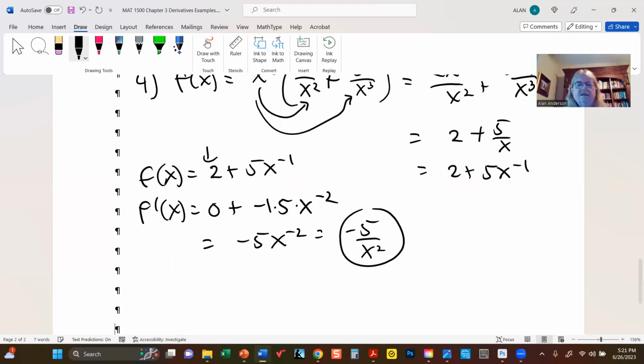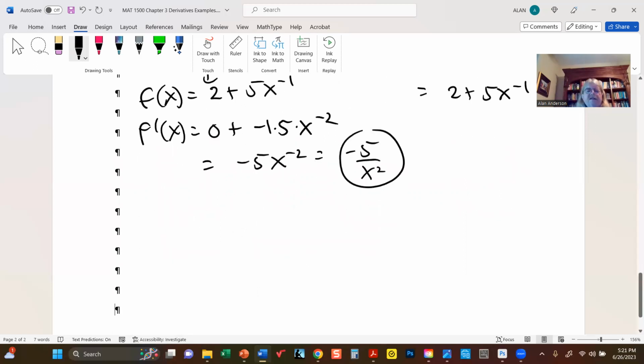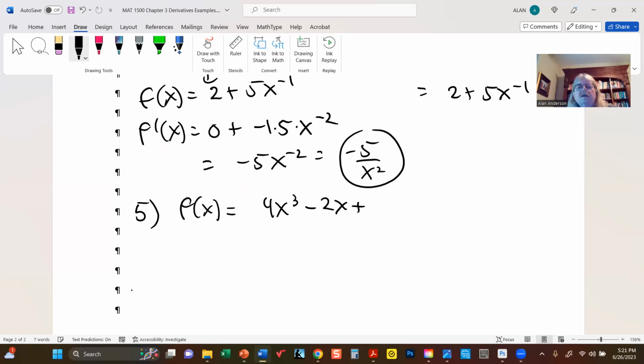All right. Number 5. Let's try this one. 4x cubed minus 2x plus 1 all over x squared. Now, this is clearly a job for the quotient rule.